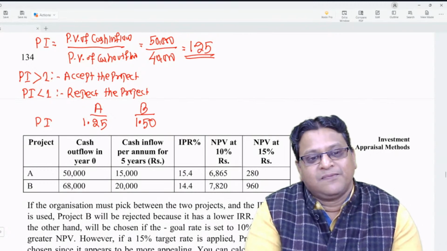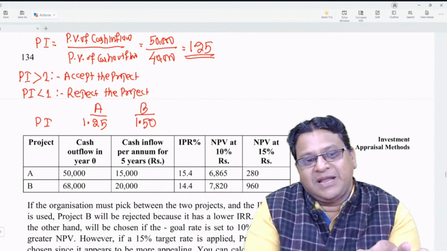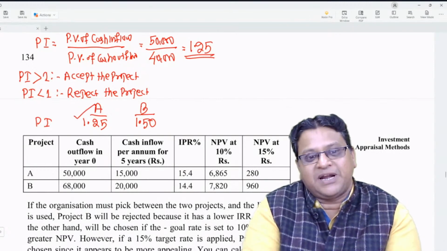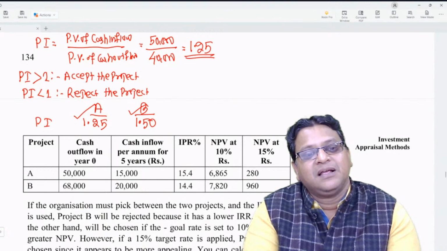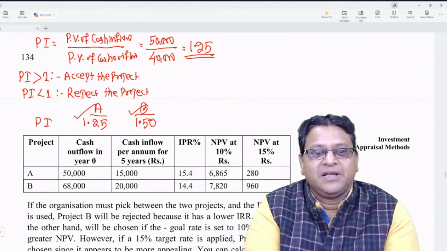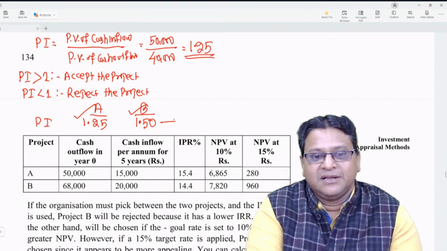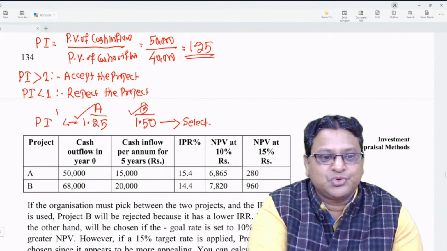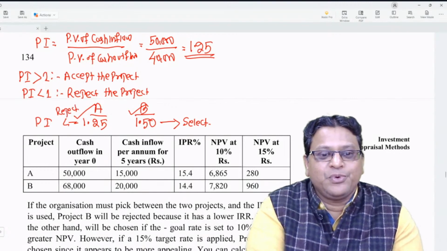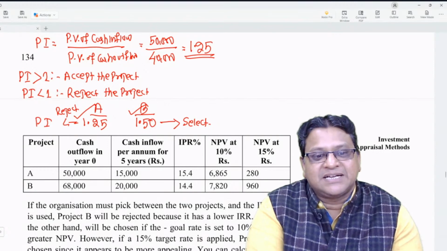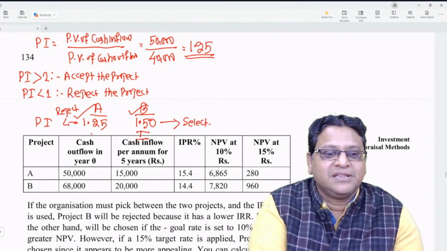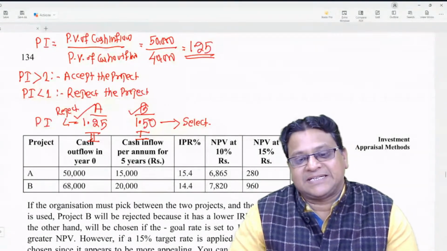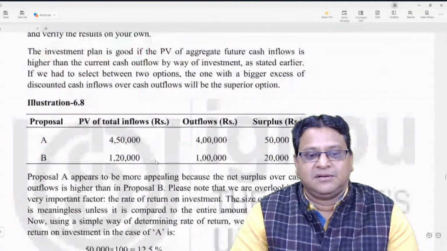Which one to choose? If you put 1 rupee in project A, it becomes 1 rupee 25 paise. If you put 1 rupee in project B, it becomes 1 rupee 50 paise. Which project will you select? Simply, you have to select project B. You have to select this and we have to reject this. If we have to prioritize, first we will do project B, then we will do project A. This is the profitability index method.